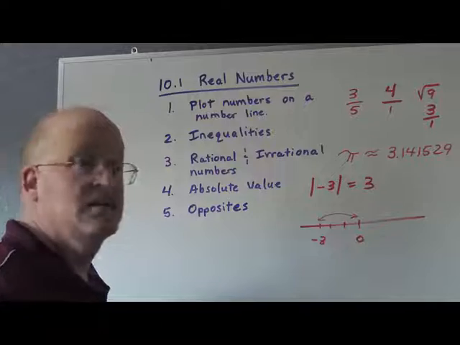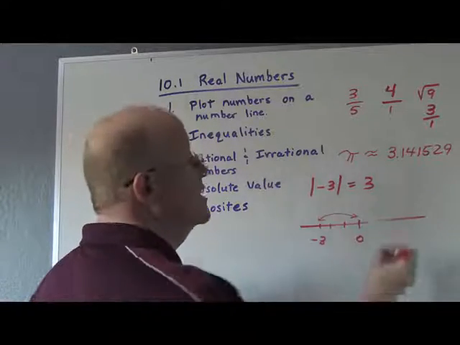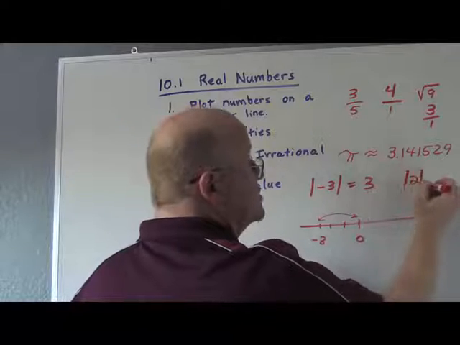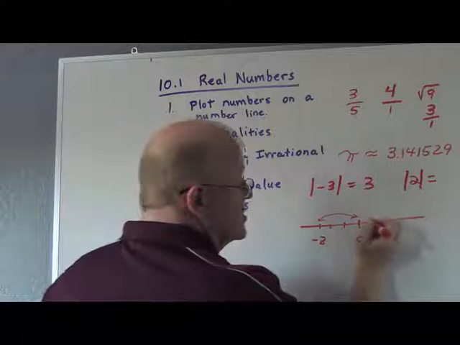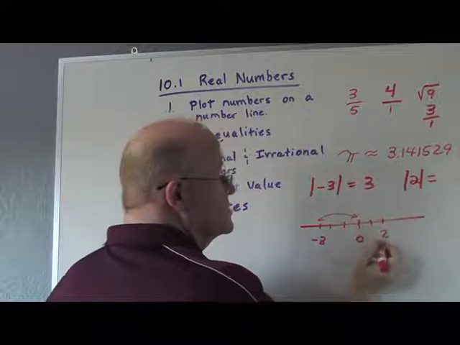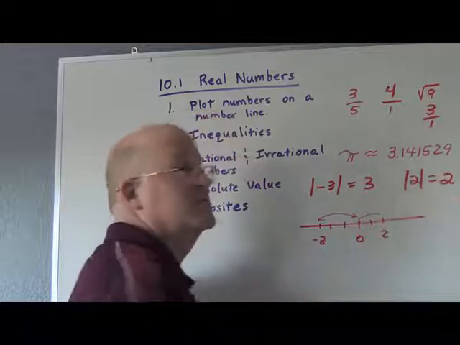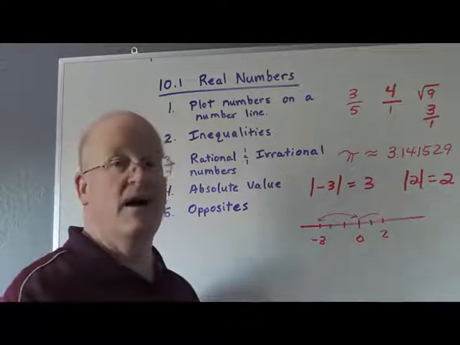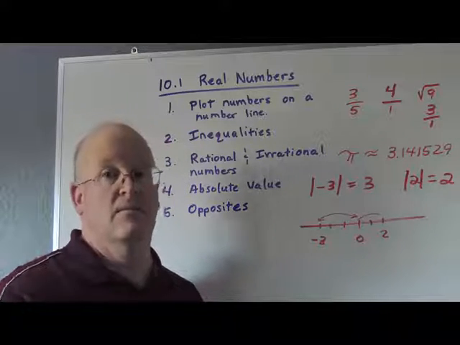Now, some people mistakenly say, oh, the rule of absolute values is to change the sign. So if I had the absolute value of 2, it would be negative 2. But no, that's not true because the number 2 here is 2 units away from 0 on the number line, and distance is always positive. So absolute value symbols always make whatever is inside of it positive.